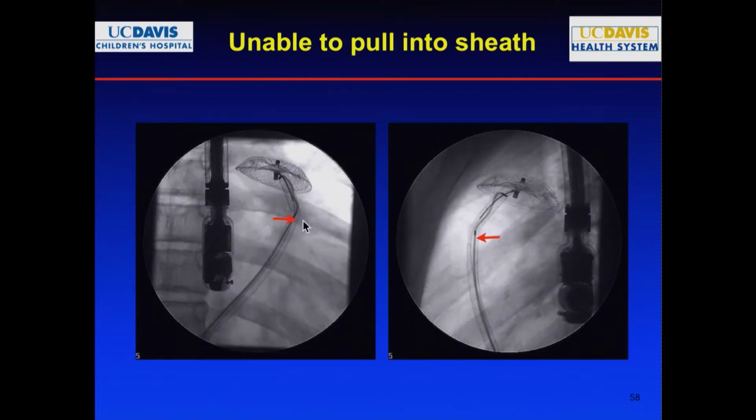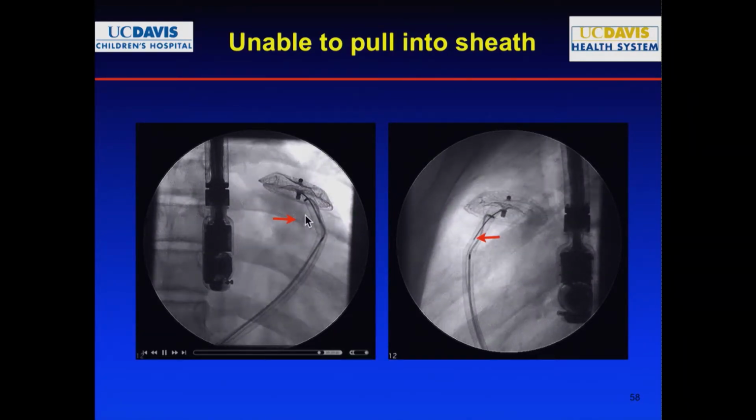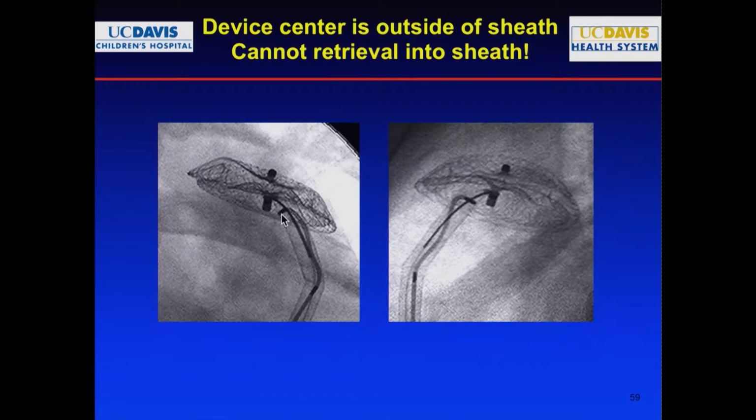I think you have to recognize that the sheath is kinking. The harder I pull, the more I create this. There's no way I can pull this back into the sheath. Why is that? Well, if you look very carefully, the neck of this device is on the outside of the sheath. There's no way that this can go into the sheath if it's on the outside. You need a larger surface area.